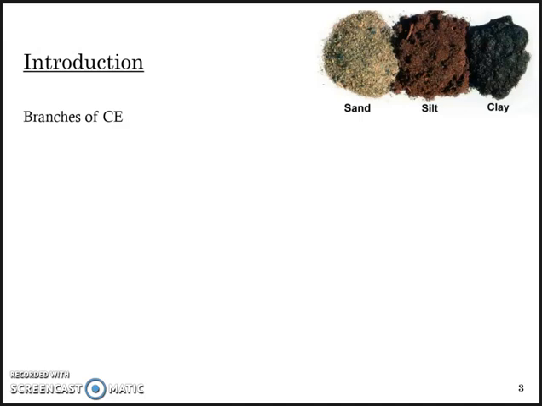Of course, you have other branches as well, disaster management, geographical information systems, etc. But the ones that are popular, at least in our country, at least in our state, are structural, geotechnical, transportation, environmental, water resource, etc. So in that scheme, where does geotechnical engineering fit in?